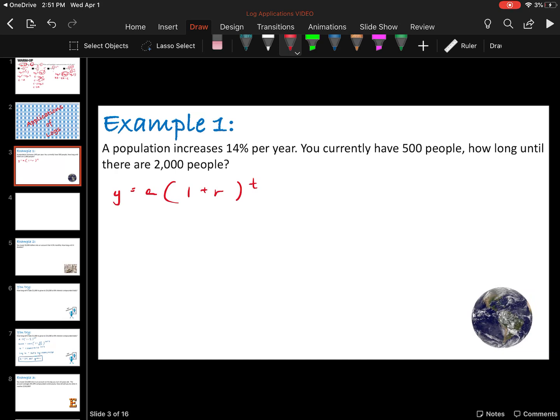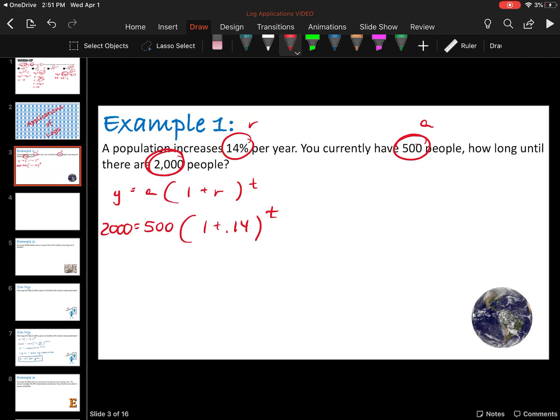We're not saying how many times it's compounding monthly or anything like that, so we're going to stick with that formula. We have your rate right here, which is your 14%. You're starting with 500 people. That's your A, your initial amount, and you want to know when there's 2,000 people. So we're going to plug in all those values. So I'm starting with 500. It's growing 14%, so I make that into a decimal. And I'm trying to figure out how long, so I'm trying to figure out t when we have 2,000 people.